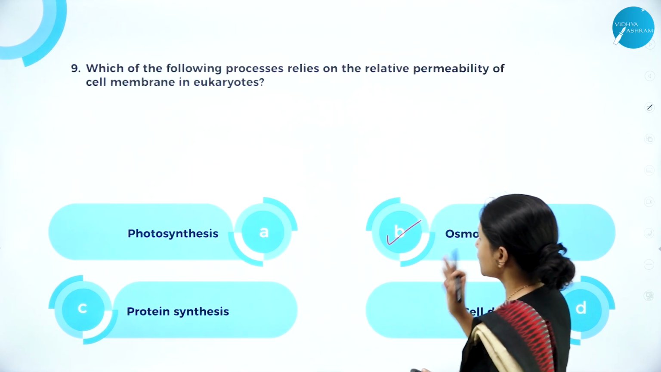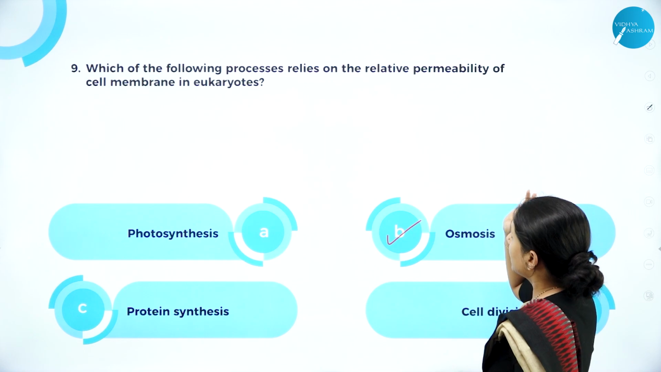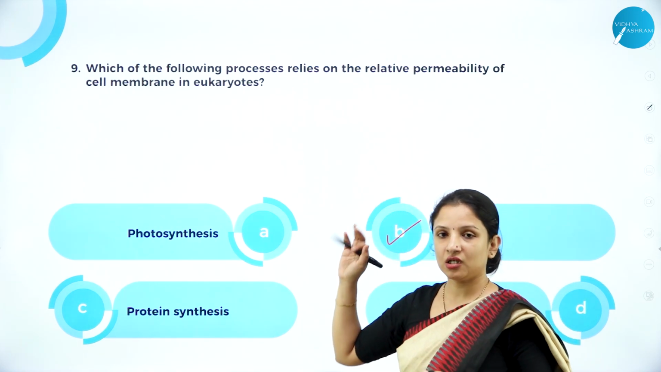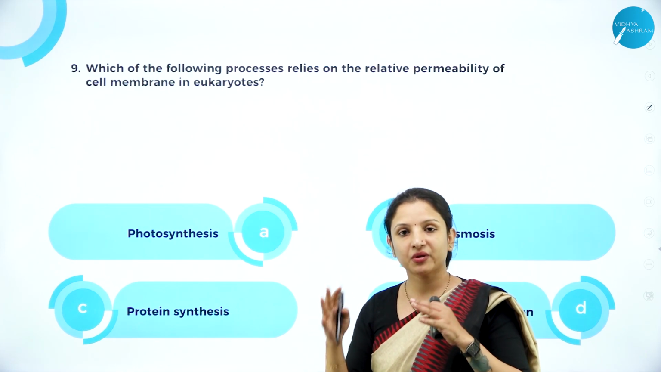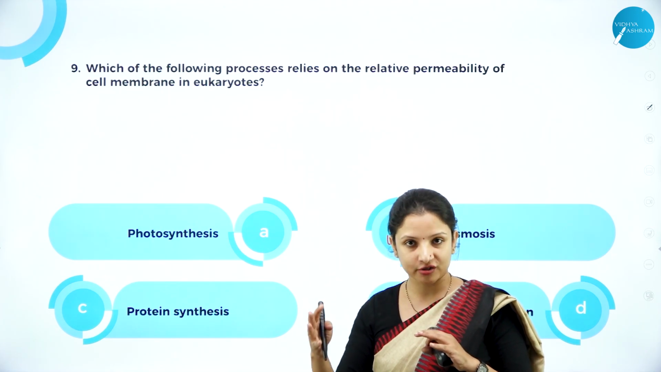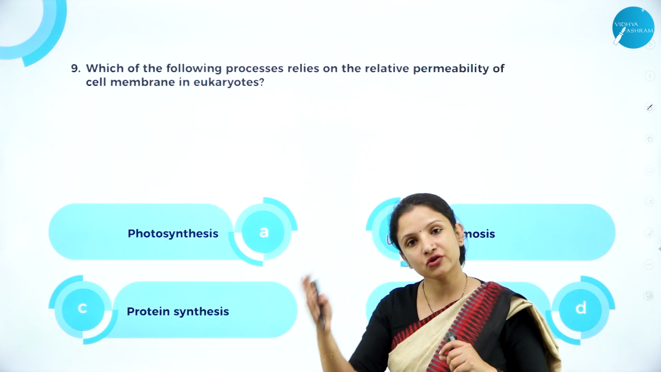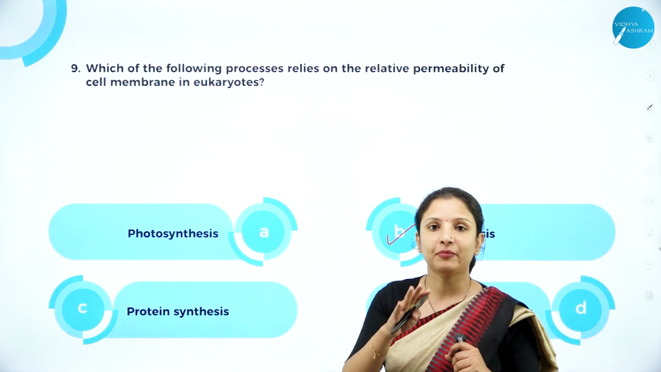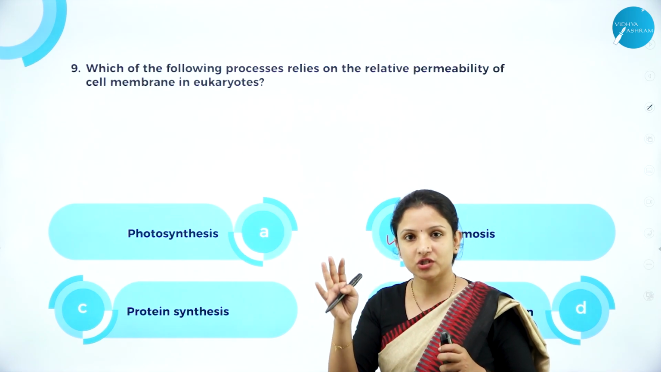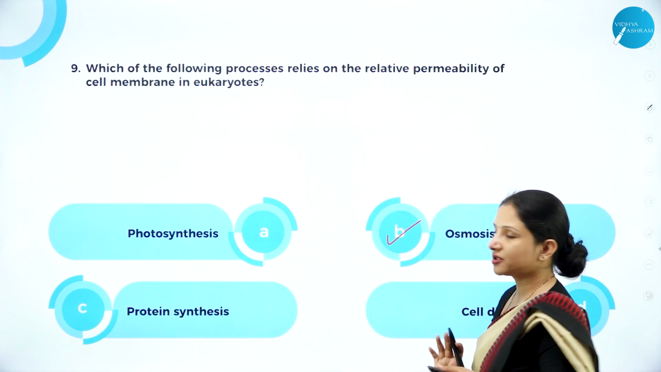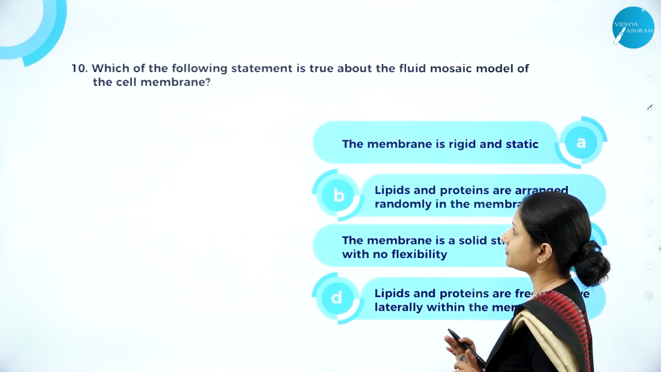So here, which of the following process relies on the relative permeability of cell membrane in eukaryotes? Here, the permeability of the cell membrane depends on a process called osmosis, wherein it allows the movement of substances into the cell and out of the cell depending on wherever the concentration is low. That is from higher concentration to lower concentration. Osmosis is the right answer here.